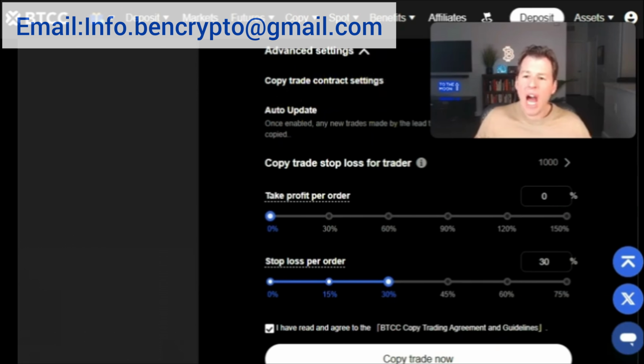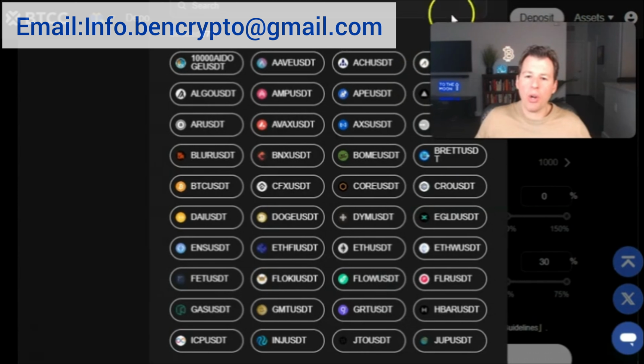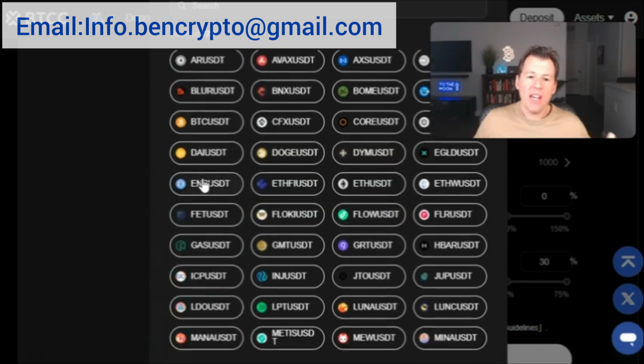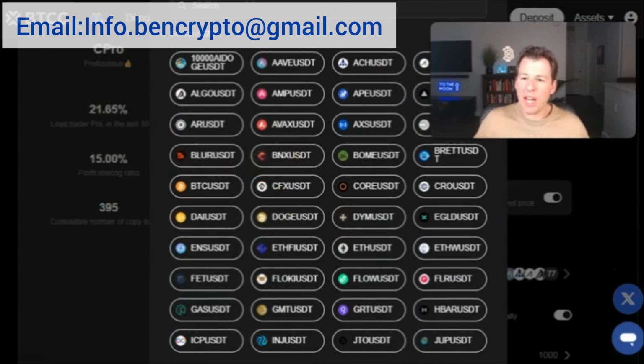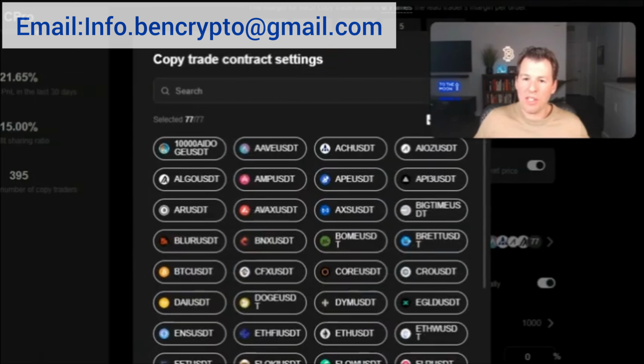Copy contract settings. I would recommend you probably keep this toggled on for all 77 of these pairs. What this means is that if the lead trader has opened up a position on a specific pair that hasn't been filled yet, you want to copy that specific position even though it hasn't been filled. So let's say CP Pro has a BTC long limit order set that if BTC hits $120,000, then he is going to initiate a BTC long position. So yeah, I like that. The position hasn't been filled because BTC is less than $100,000, but I want to copy those limit orders that they've set. So I'm going to keep it toggled on for all 77 pairs.